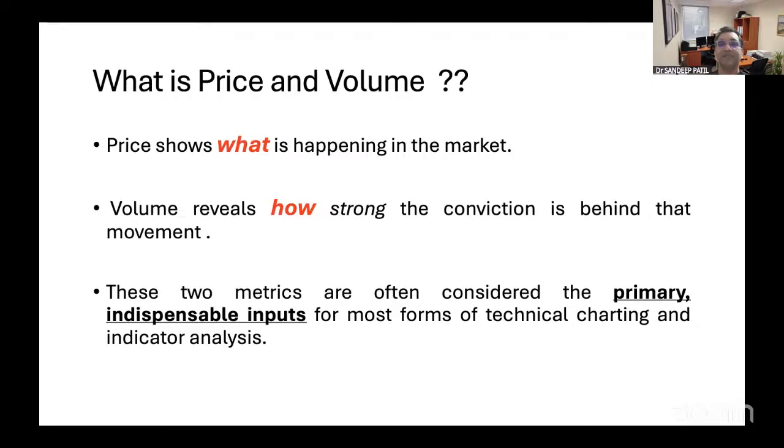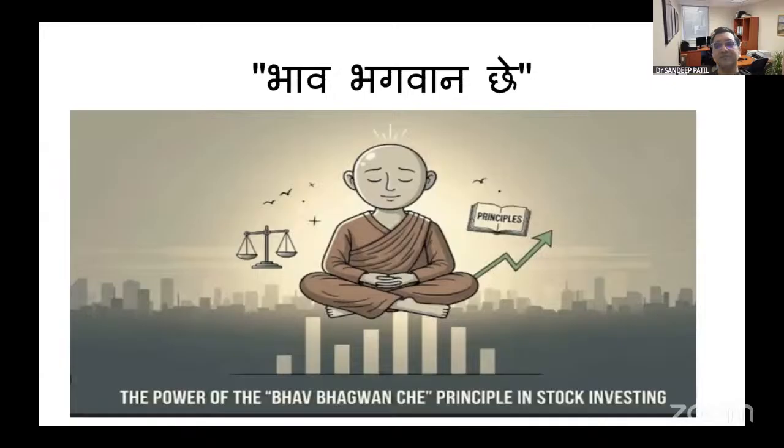So we'll look into the price. Okay, so you must be knowing this saying in Gujarati, "Bhav Bhagwan Che." So what does it mean? It means that price reflects everything, similar to the efficient market hypothesis, where you can actually see what's going on in the market, economy, or individual stock, or some kind of news, in price. So everything reflects in price.